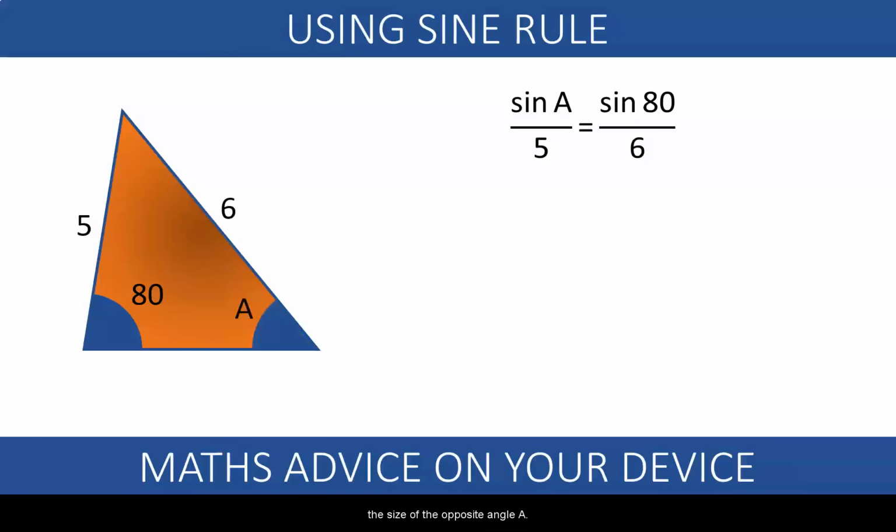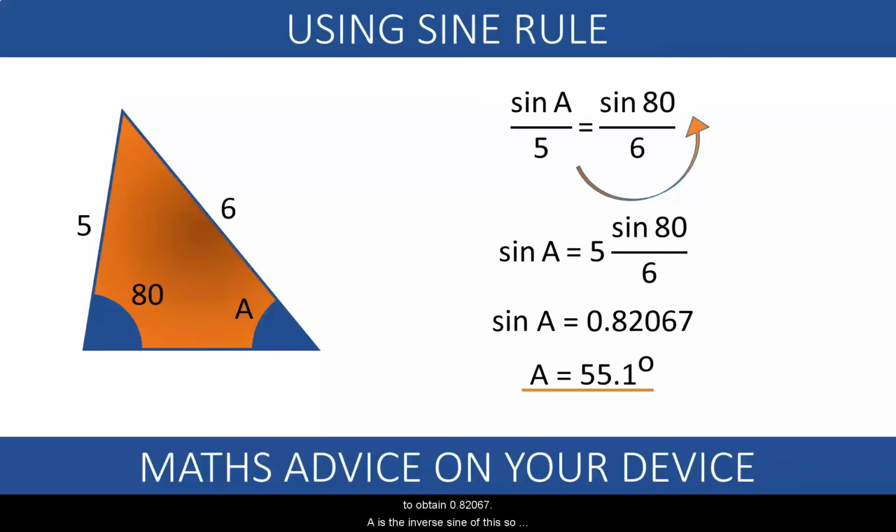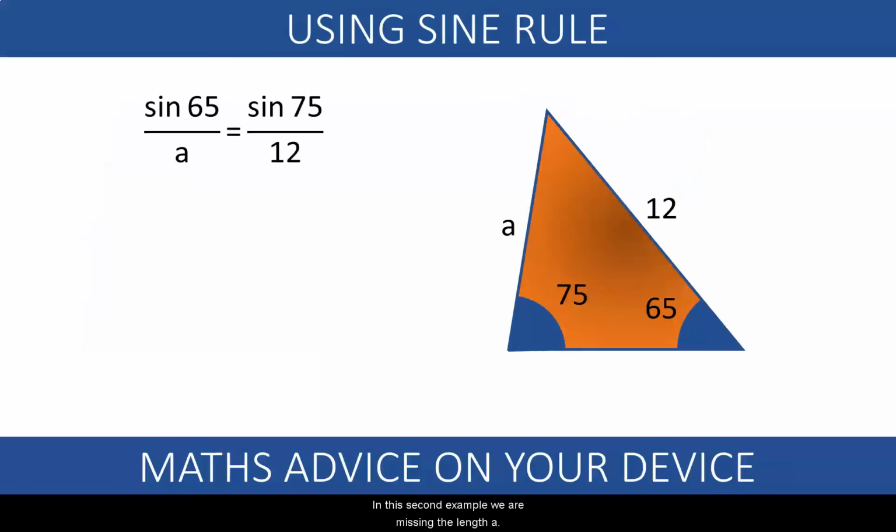The sine rule states that the ratio between the sine of an angle and the opposite side remains constant throughout the triangle. That means that sine of A over 5 equals the sine of 80 over 6. We multiply both sides by 5 to obtain 0.82067, and A is the inverse sine of this, so A is approximately 55.1 degrees.